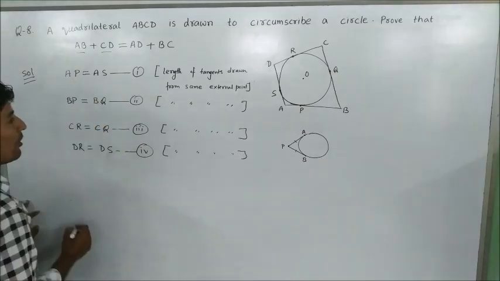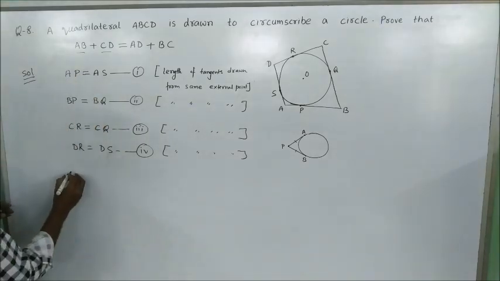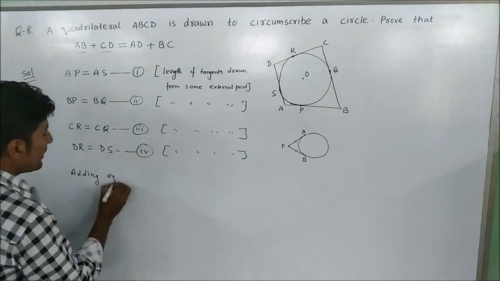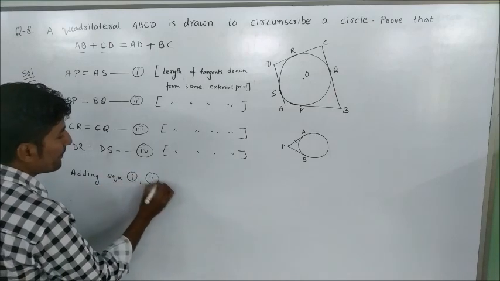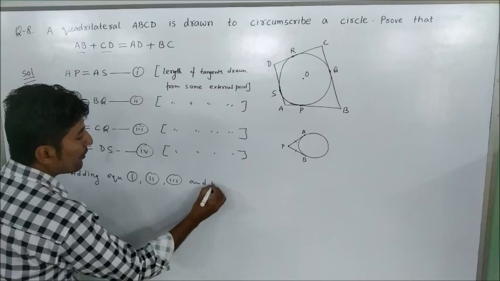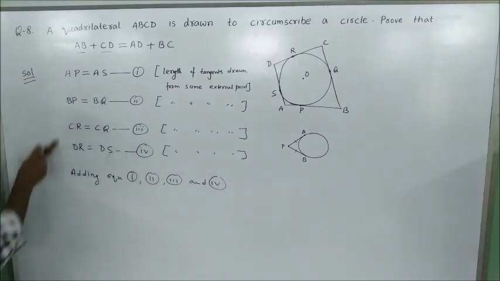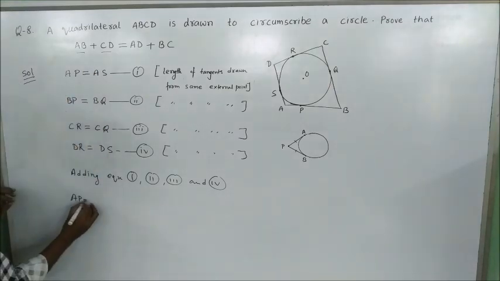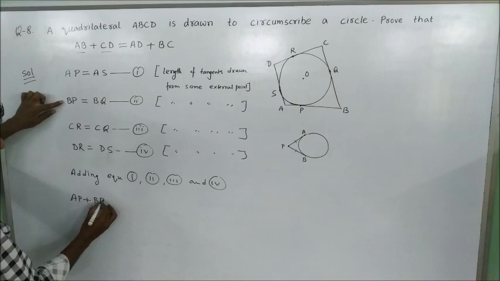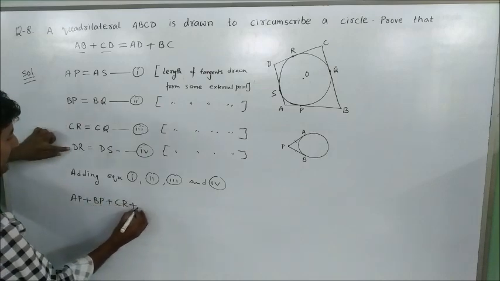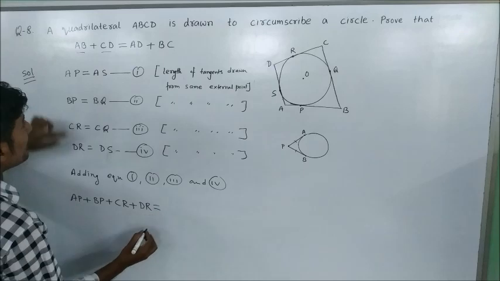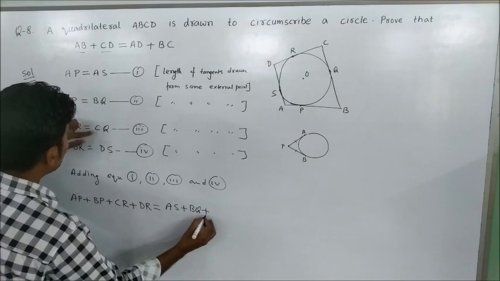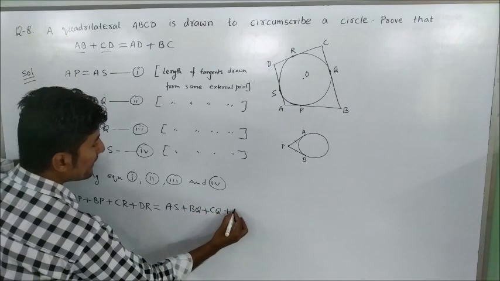After that we have to add all the equations 1, 2, 3 and 4. So here we can write, by adding equations 1, 2, 3 and 4, we have to add the LHS part with LHS and the RHS part with RHS. So here we can write AP plus BP plus CR plus DR is equal to AS plus BQ plus CQ plus DS.